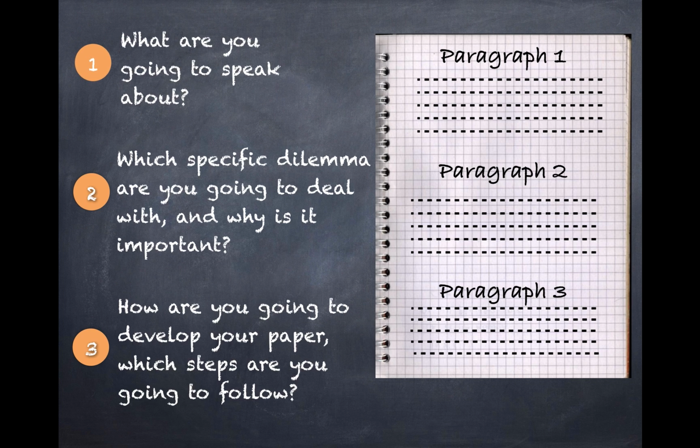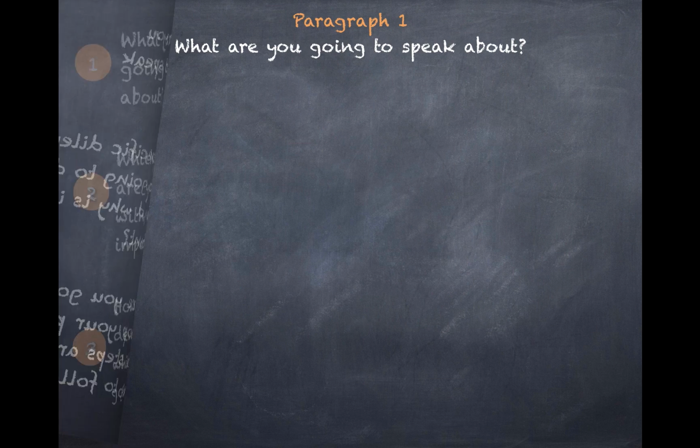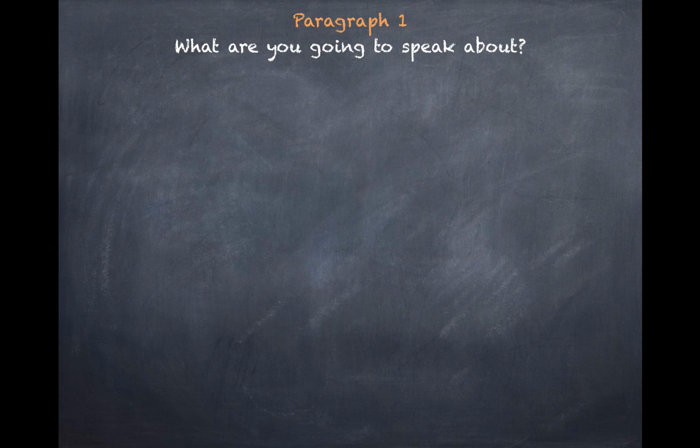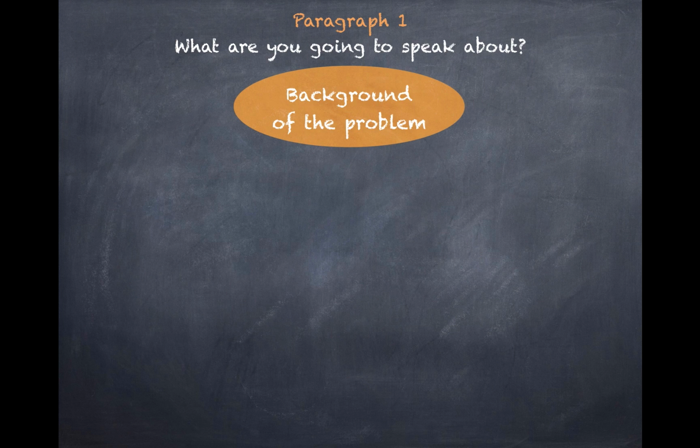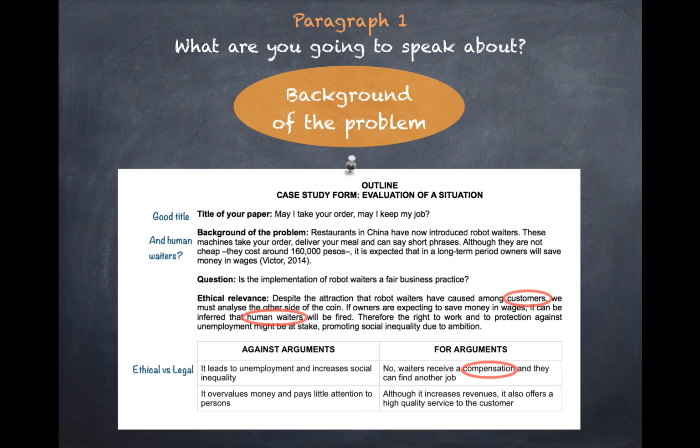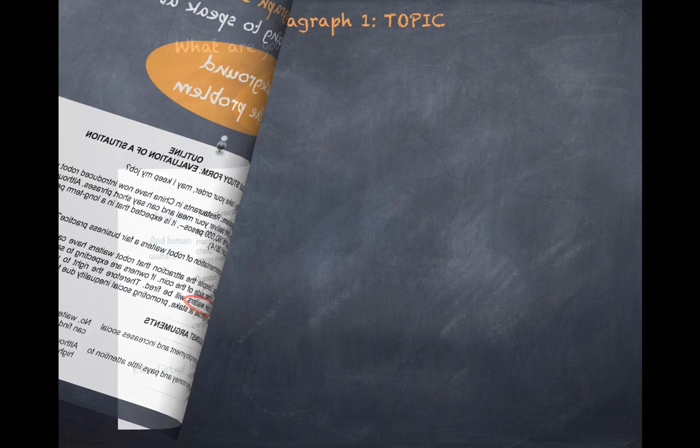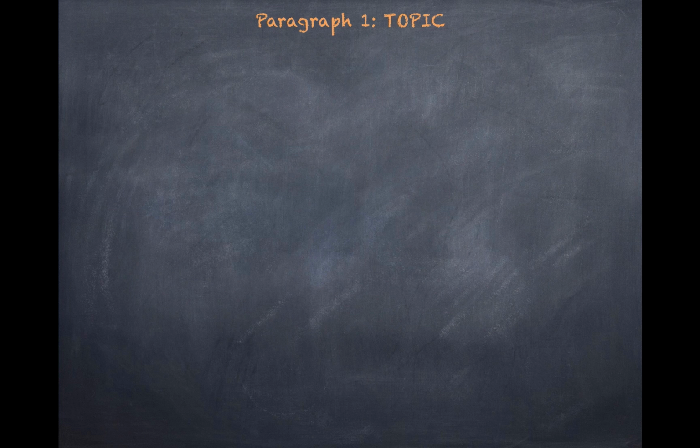What are you going to speak about? To write this paragraph, you will use the background of the problem that you wrote in your outline. Try to be creative. Try to imagine that you're narrating a story to someone. In the case of robot waiters, we first engage our reader with our topic alluding to a cartoon.